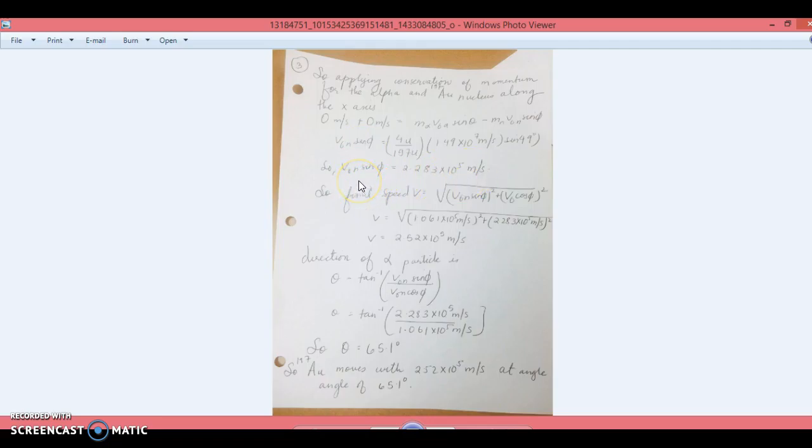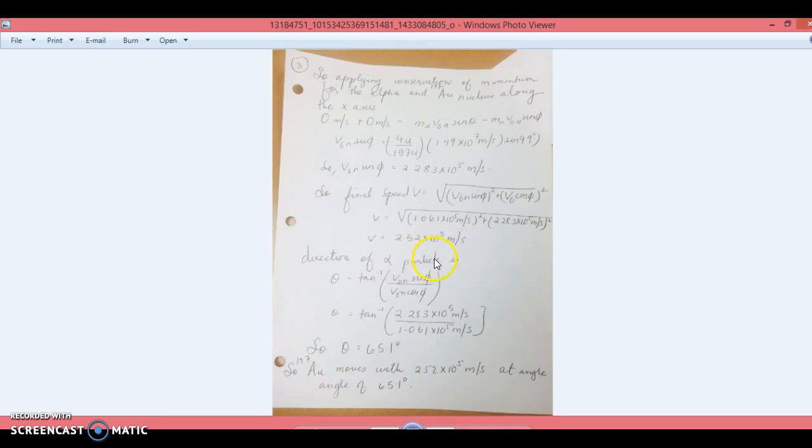As we know, what we just found was v final cosine of phi, which is the x component of velocity, and v final sine of phi, which is the y component of velocity. So to get the magnitude, we take the square root of the x component squared plus the y component squared. We put in the values that we got for the velocities in x and y components and get a magnitude of this speed, which is 2.52 × 10^5 meters per second.